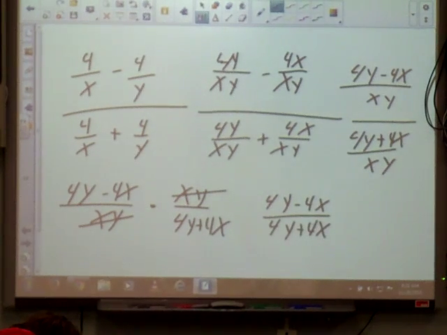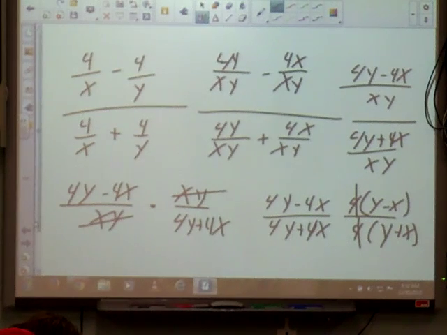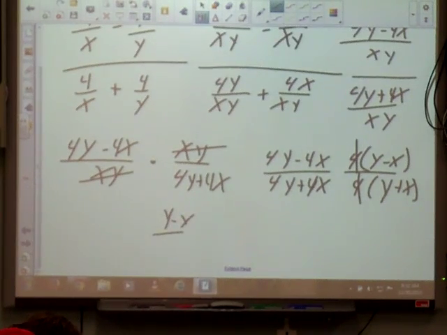So don't circle that one. I can't cancel the 4y because I can't pick apart a binomial. But I can take a 4 out of the top and a 4 out of the bottom. Can I cancel the 4s? No, because one's negative. If I take a 4 out of the top, that'd be y minus x. Look at Sydney getting this. If I take a 4 out of the bottom, that'd be y plus x. So then the 4's cancel, so we got y minus x over y plus x. That's it.